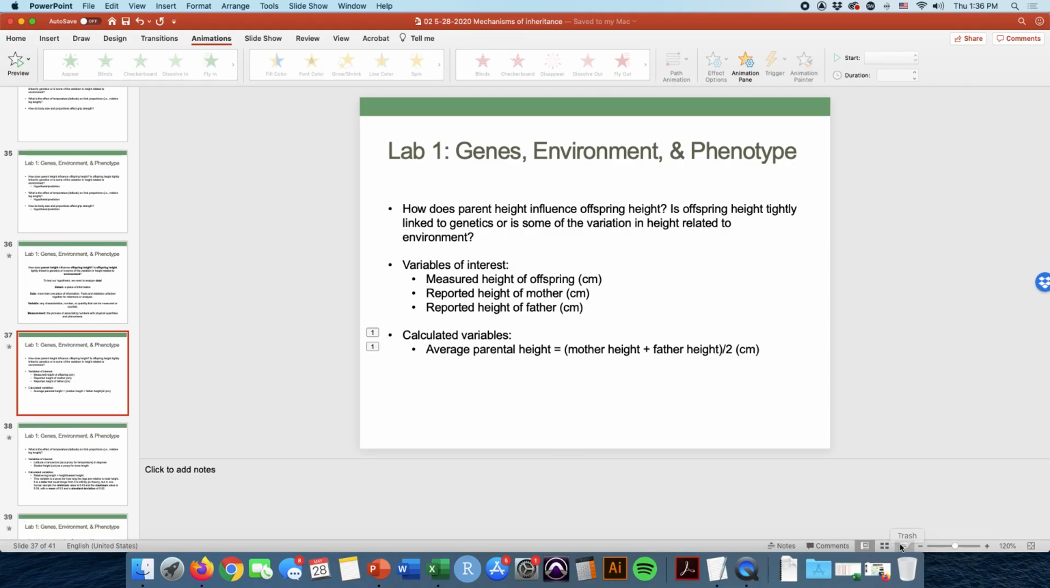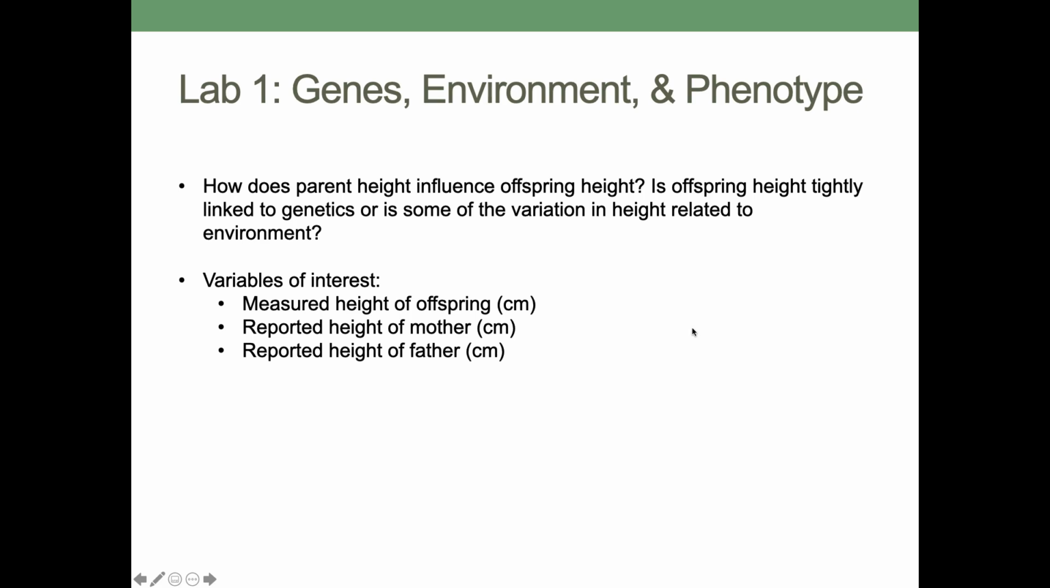All right. So for each of these questions, we have different variables of interest. So again, how does parent height influence offspring height, etc.? Well, we need the measured height of offspring. That'll be like student height, measured in centimeters. Units are very important here because you can measure height in feet and inches. You can measure it in millimeters. You can measure it in whatever. We're going to use centimeters.